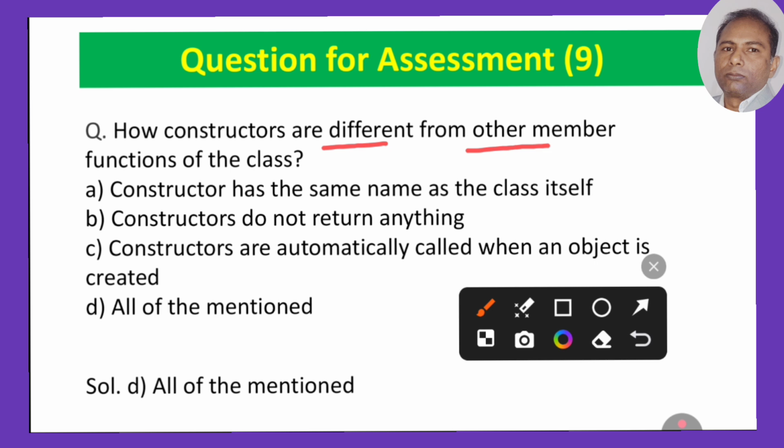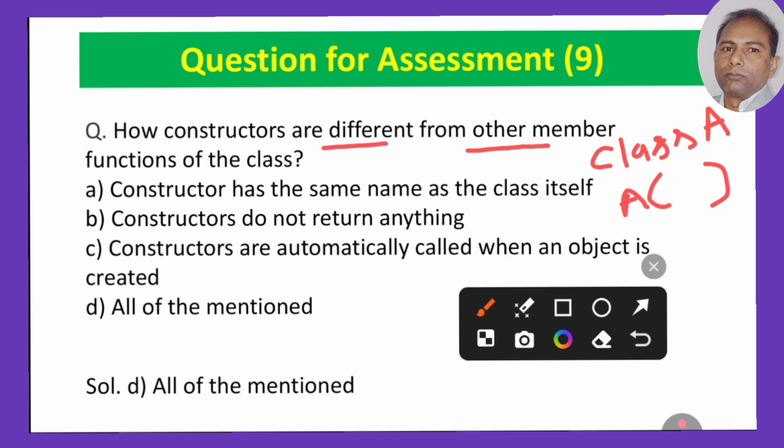Option 1, constructor has the same name as the class itself. I think this is the correct one. Constructors do not return anything. I think this is also correct. When we make the constructor, for example, if the name of the class is A, then we make the constructor with the name A. Then we do not write any return type before the A.